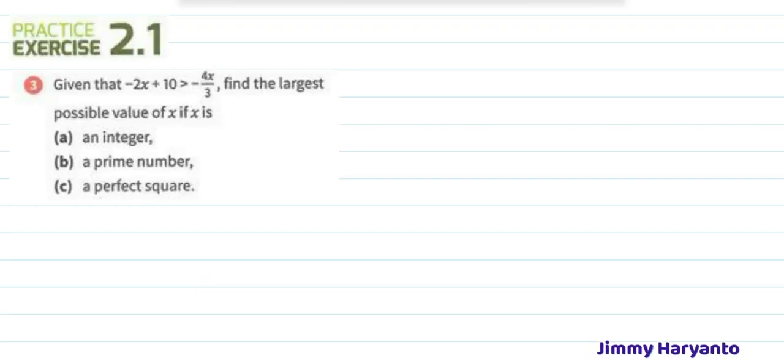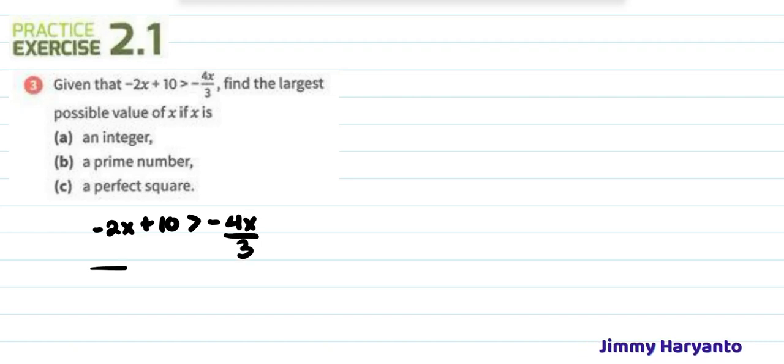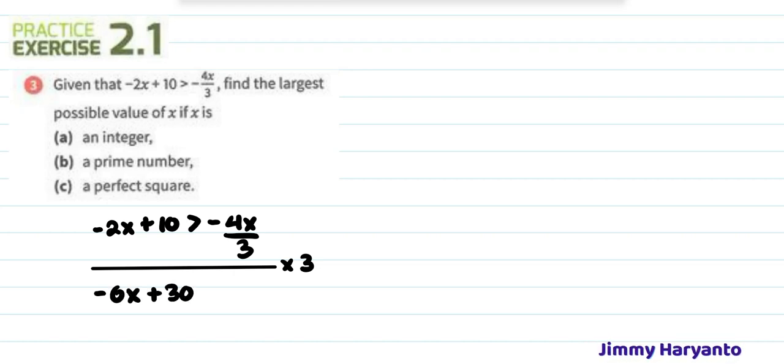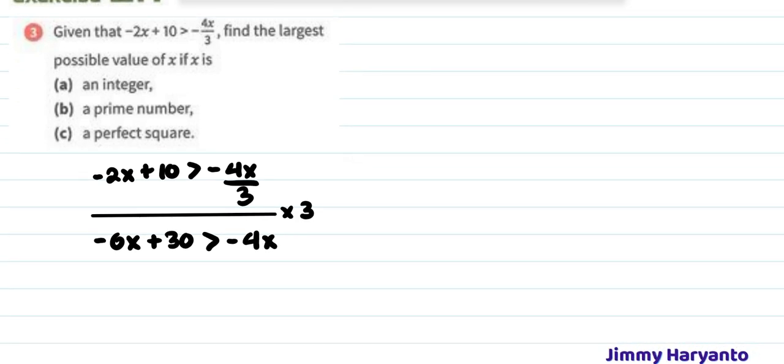Next is question 3. For question 3, I want to solve the inequalities first before I answer the questions. So over 3, you will multiply them all by 3. That means this one is negative 6x, this one is 30, greater than 3 divided by 3 will be 1. So 1 times negative 4x is negative 4x. And then I'll move the negative 4x to the left hand side.